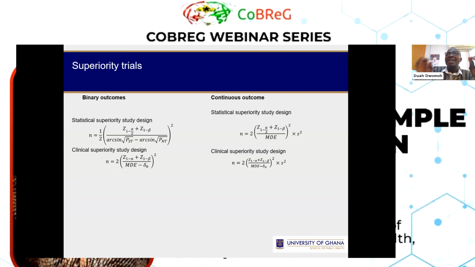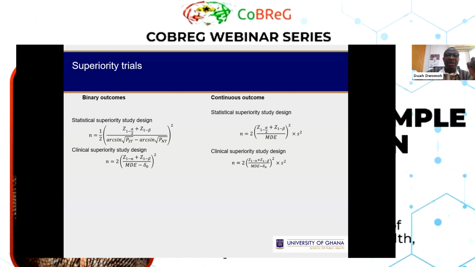You see that for all hypothesis testing, you see z subscript 1 minus beta. If you are not doing hypothesis testing and it's estimation, in all your sample size, you will not see z subscript 1 minus beta, which is the power of the study. But you only see z subscript 1 minus alpha over 2 or z subscript 1 minus alpha, depending on whether your statistical hypothesis testing is a one-tail test or a two-tail test.